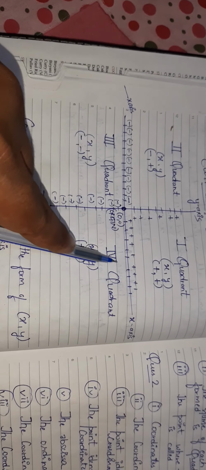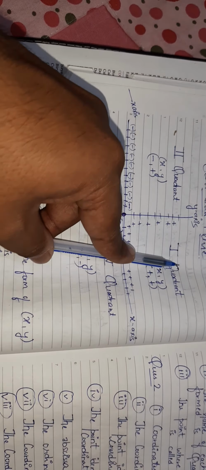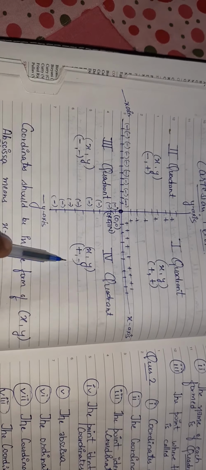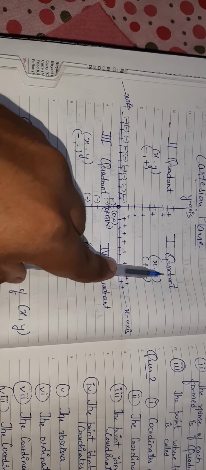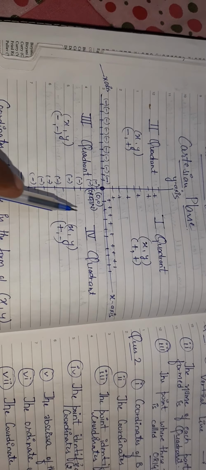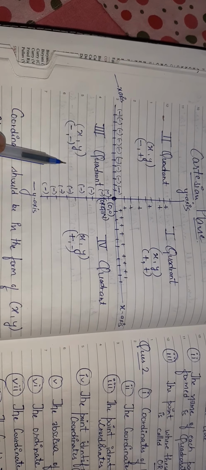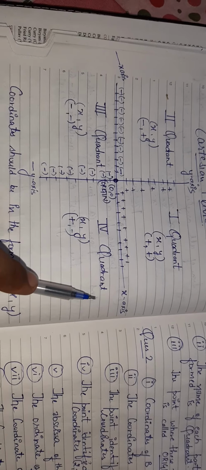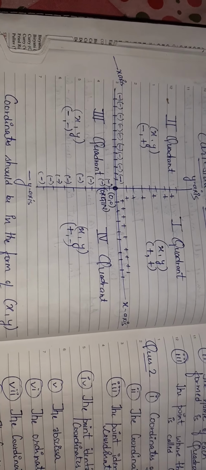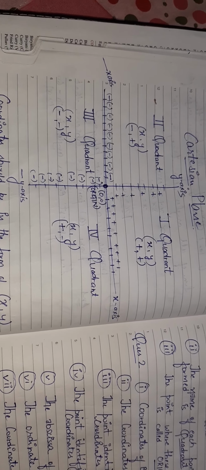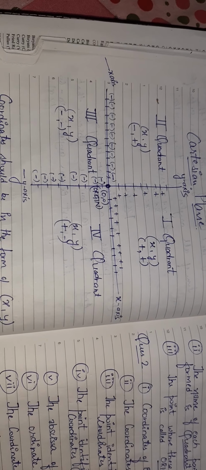Now this particular diagram is divided into 4 parts. First, second, third, fourth. These are known as quadrant. Got it? First quadrant, second quadrant, third quadrant, fourth quadrant. This is the basics of the chapter which I am explaining you. After just going through with this video again and again, you can easily do the question answers of exercise 3.2.